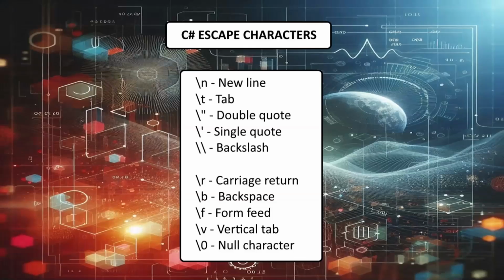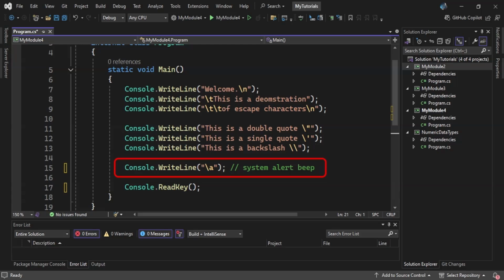Here's a list of C-sharp escape characters. The first group is more commonly used. In the second group, we get escape characters like backspace, which will remove the last character in the string. Other escape characters like the form feed \f are more applicable to older terminals and printers. Not listed here is the \a escape character, which will give a system alert beep. You can try it for yourself.